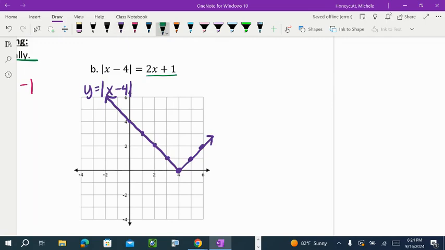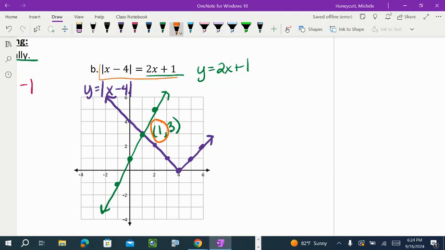Then I'll also graph the line y equals 2x plus 1 with a y-intercept of 1 and a slope of 2, so up 2, right 1. Hey look, they intersected. Down 2, back 1. They intersect at the point 1, 3, but my solution is the x value here because the equation is only in x's. So my answer is that x equals 1.